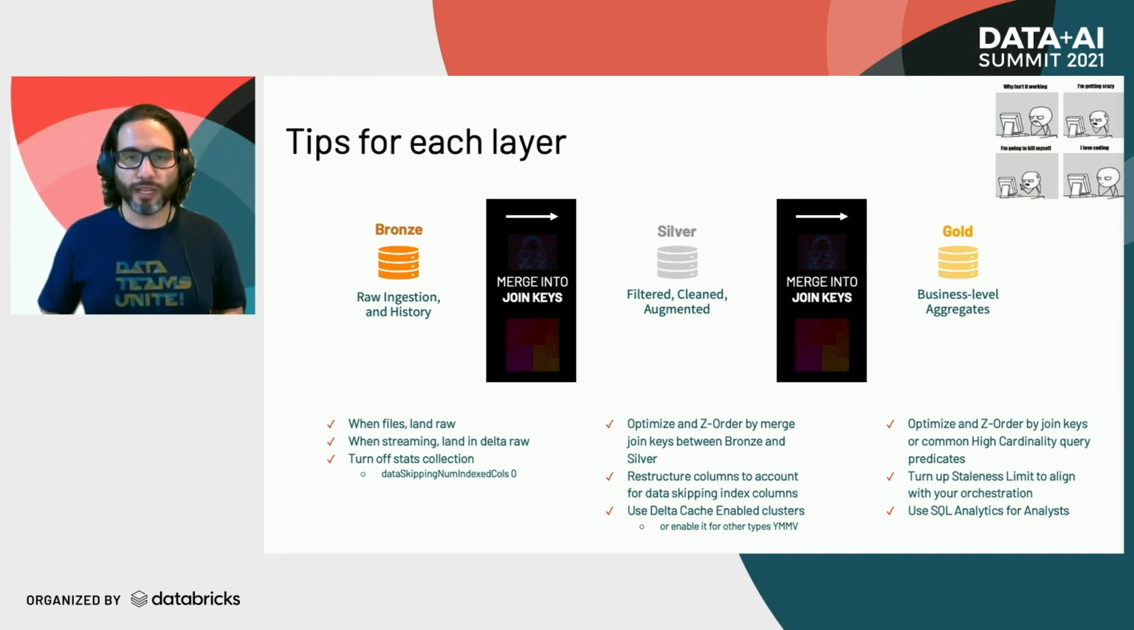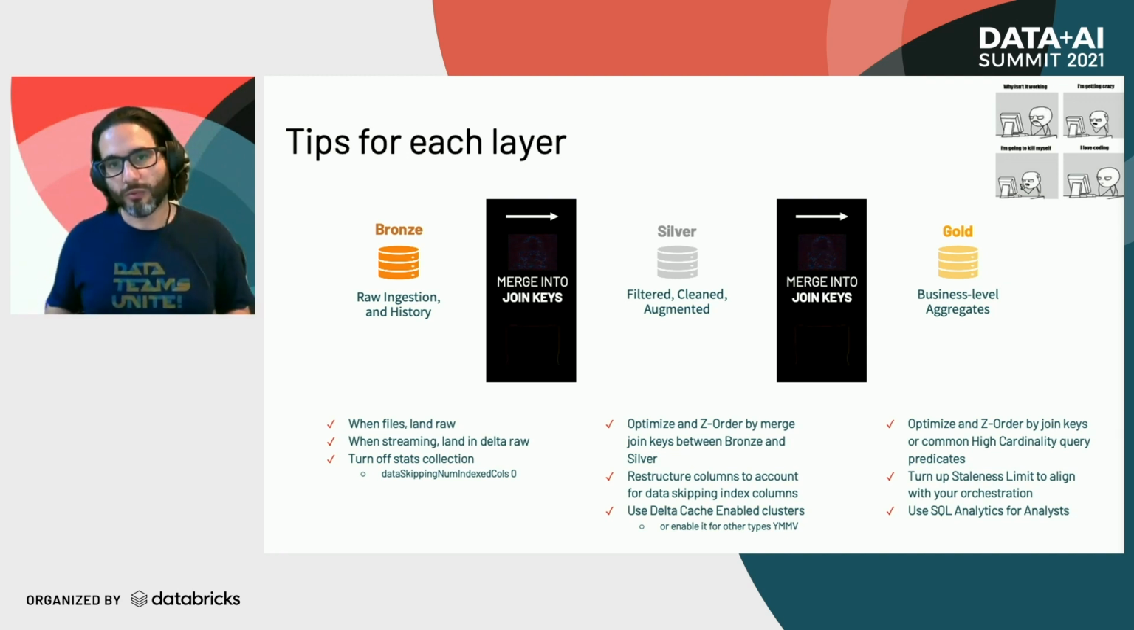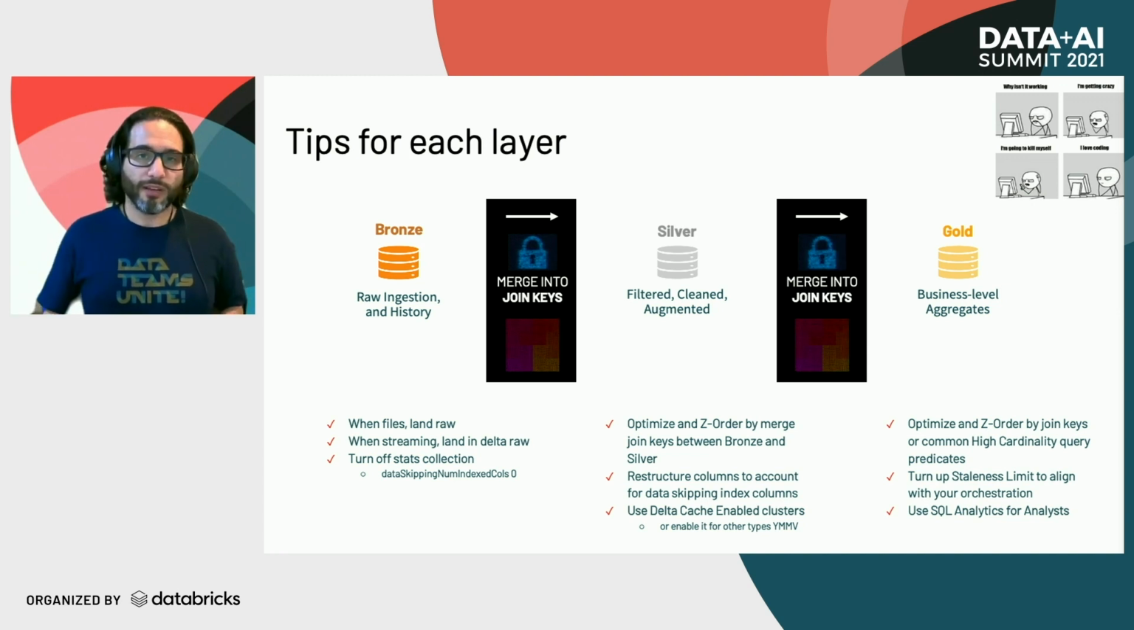And then finally, in the gold layer, what we want to do is optimize in Z-order by our join keys. So if we have a dim and fact or a dimensional model, we want to optimize in Z-order by those keys, or high cardinality query predicates, anything that's included either in a join or a where clause to filter data. And then there's another property called the delta staleness limit.